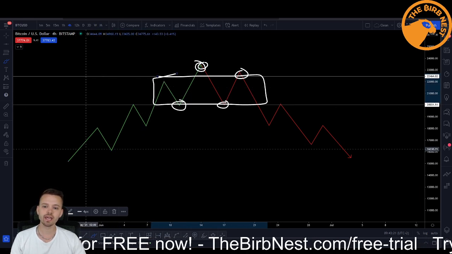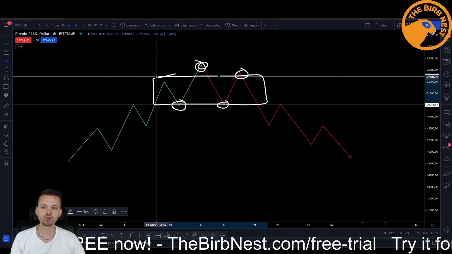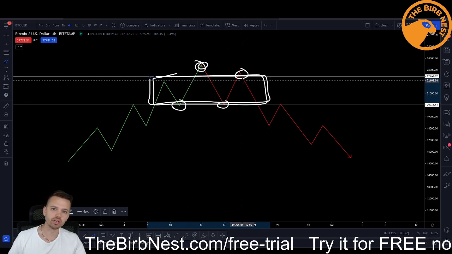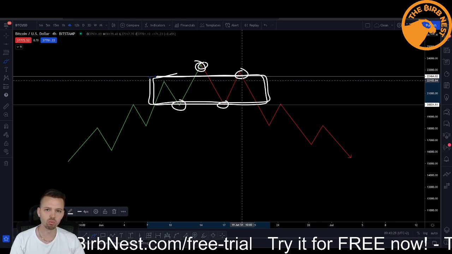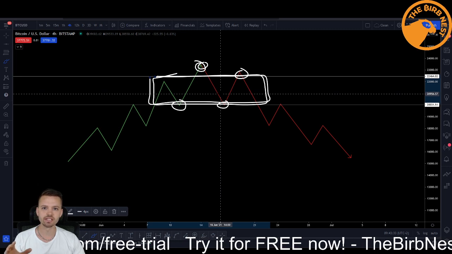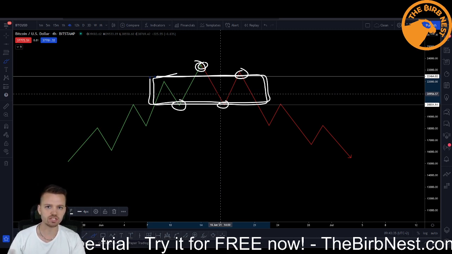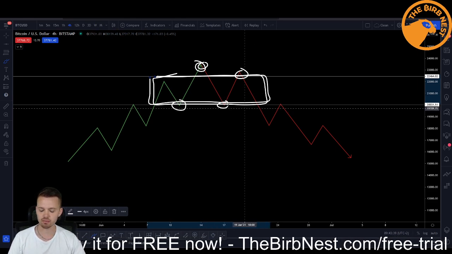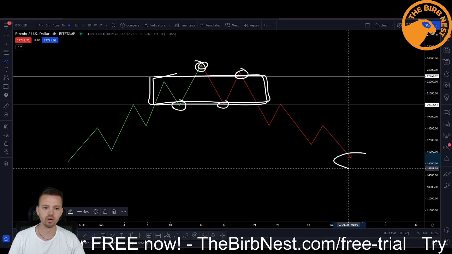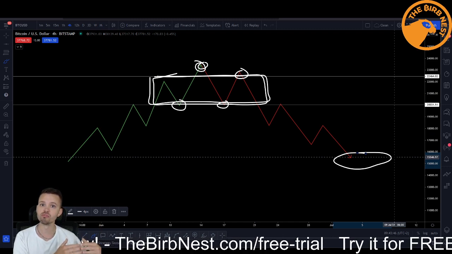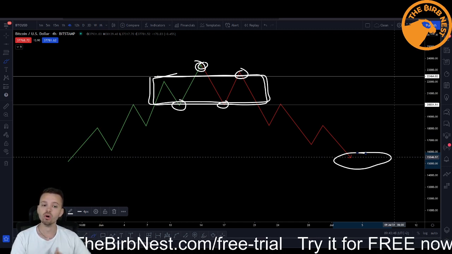Within an uptrend, you might create a range as accumulation before the continuation of the bull run, or you might have a distribution range that comes before the distribution in a bull market that leads to a bear market. The same thing happens at the bottom, where you get a range forming as accumulation before the start of a new bull market.